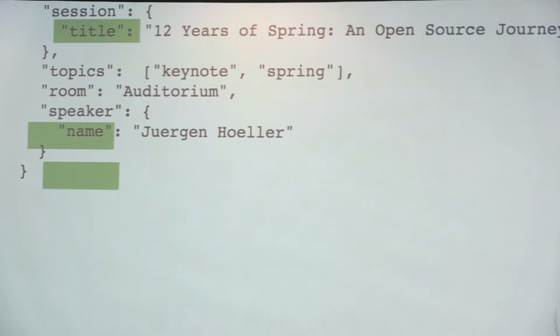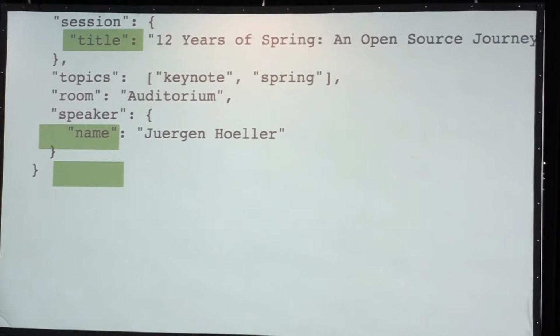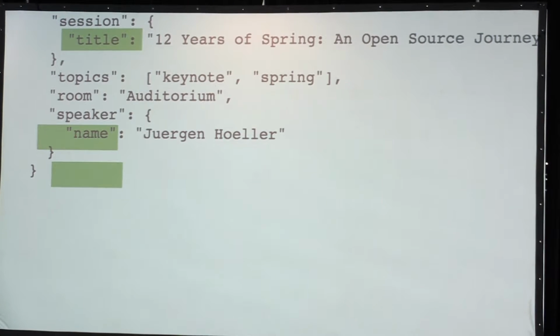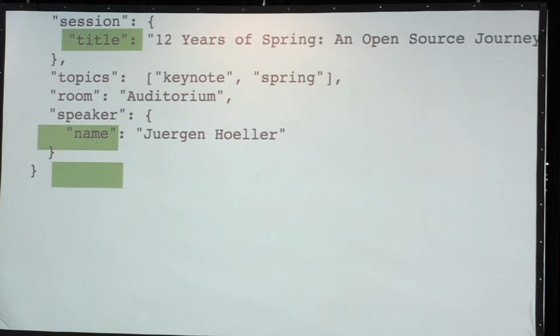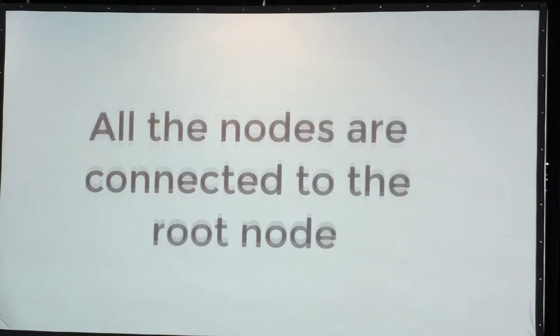So for every nested JSON that you have, for every nested key, we are going to translate them as a node in our graph. If you notice, our documents have properties, and we are going to translate these properties as node properties. For example, if we are thinking about a node called session, we are going to have the property title assigned to this node in the graph.